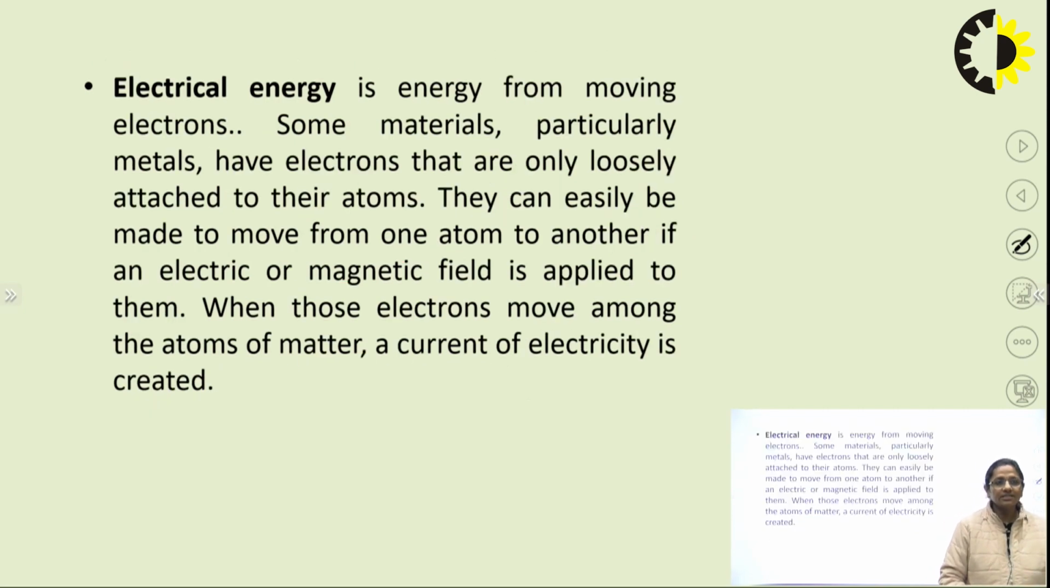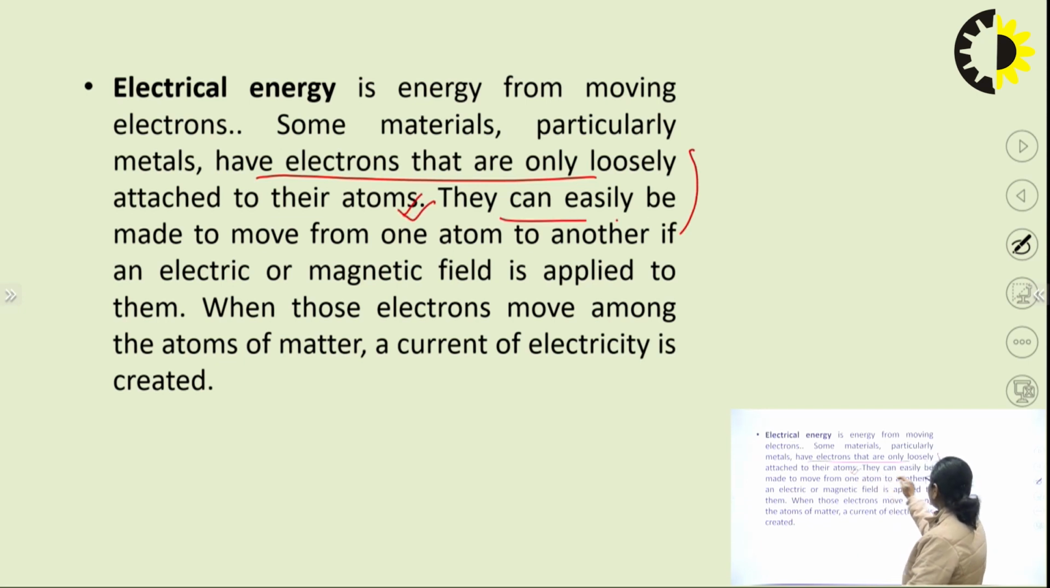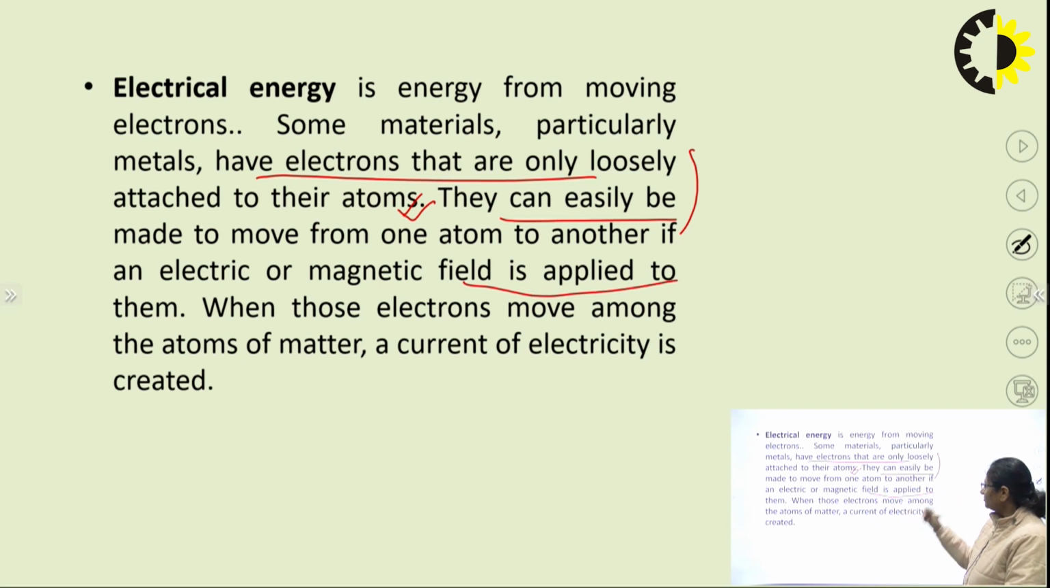Electrical energy. Electrical energy is energy from moving electrons. It is the type of energy which is obtained from movement of the electrons. Some materials, particularly metals, have electrons that are only loosely attached to their atoms. They can easily be made to move from one atom to another if an electric or magnetic field is applied to them. When those electrons move among the atoms of matter, an electrical current is actually created.